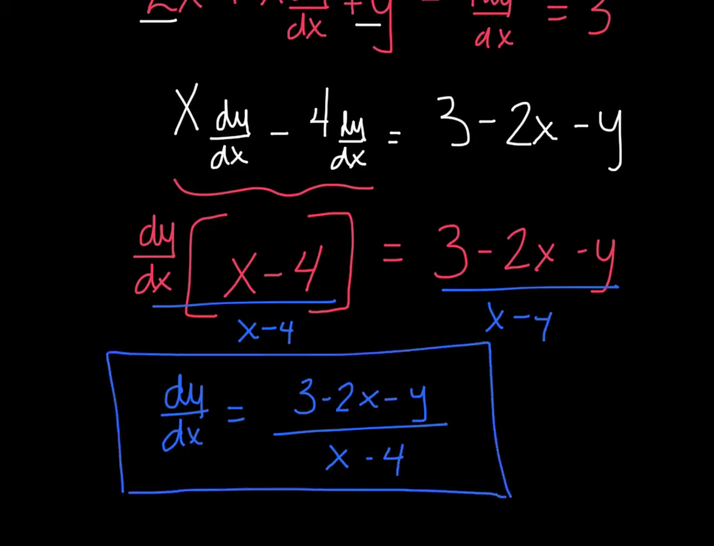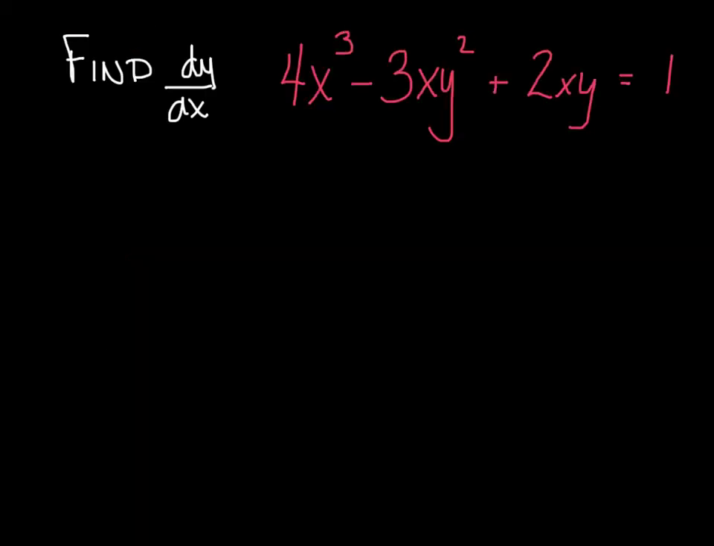An implicit differentiation, or implicit derivative. Alright, I'm making this one a little uglier. I've got find dy/dx of 4x cubed minus 3xy squared plus 2xy equals 1.